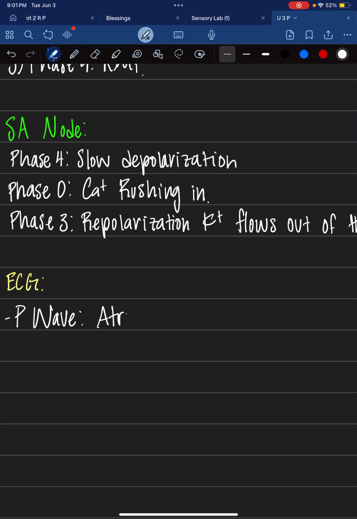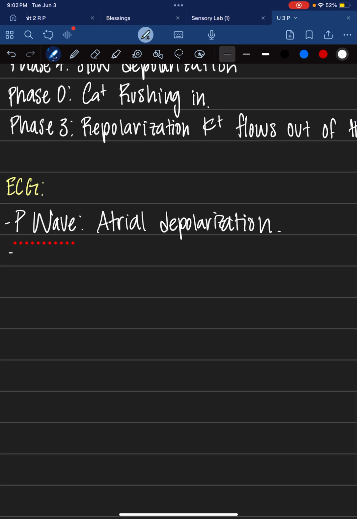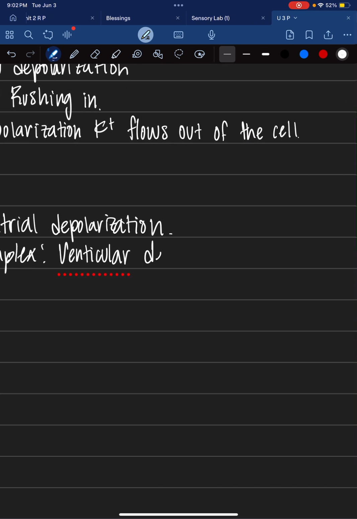atrial depolarization. So basically the top of the chambers of the heart are getting ready to contract. And then the QRS complex, it shows ventricular depolarization. And this is when the bottom of the chambers are activated.